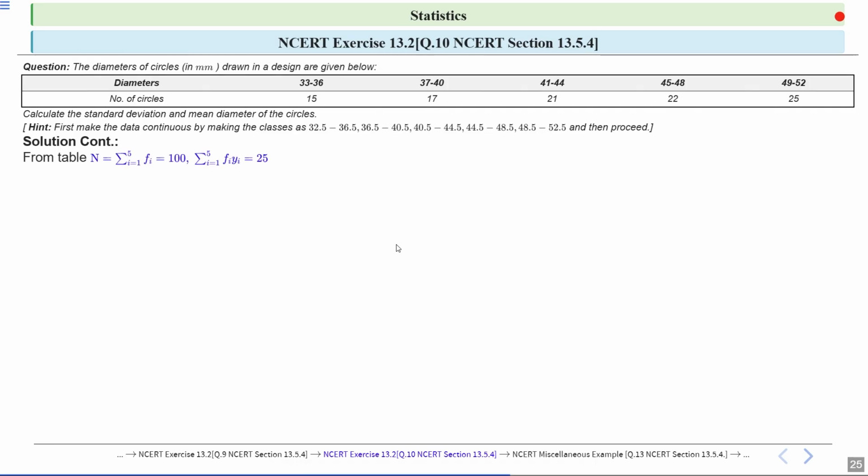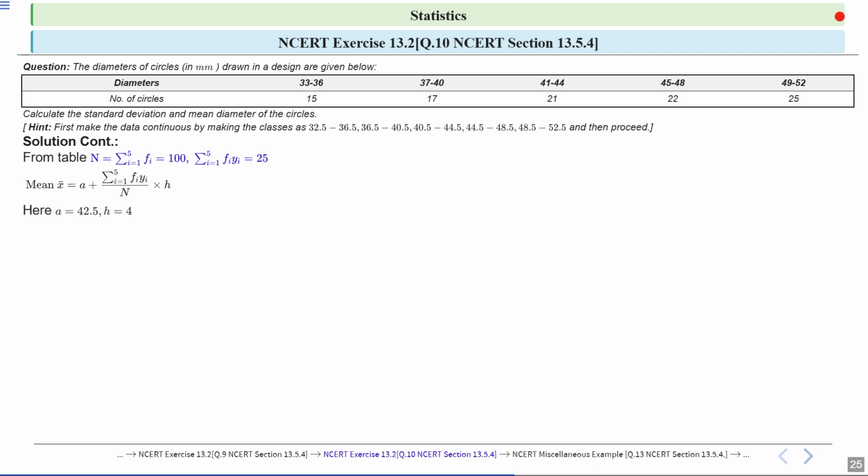From the table we have n equal to summation from i equal to 1 to 5 of fi is 100, and summation from i equal to 1 to 5 of fi times yi is 25. So these values will be used in our formula for the mean. Mean x bar equal to a plus summation from i equal to 1 to 5 of fi times yi times h divided by n.